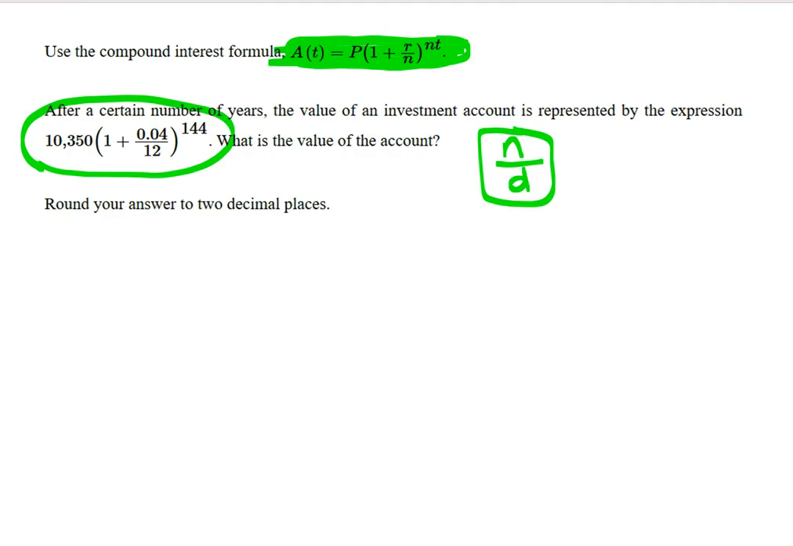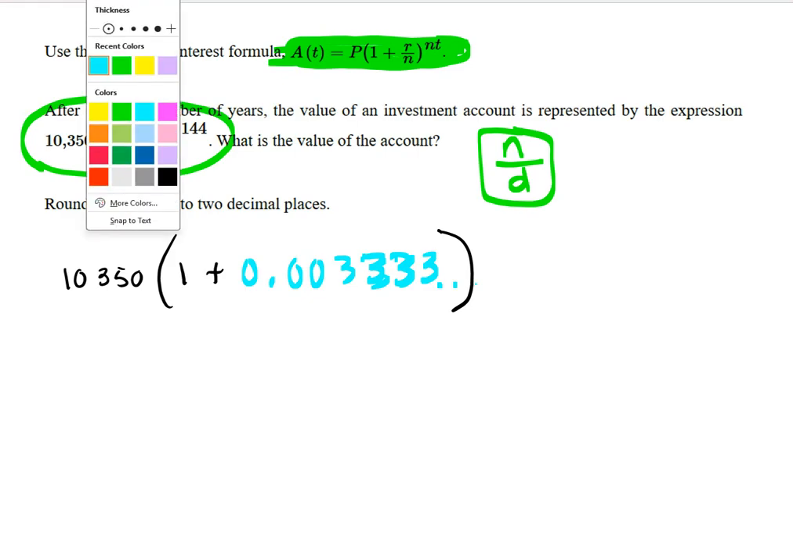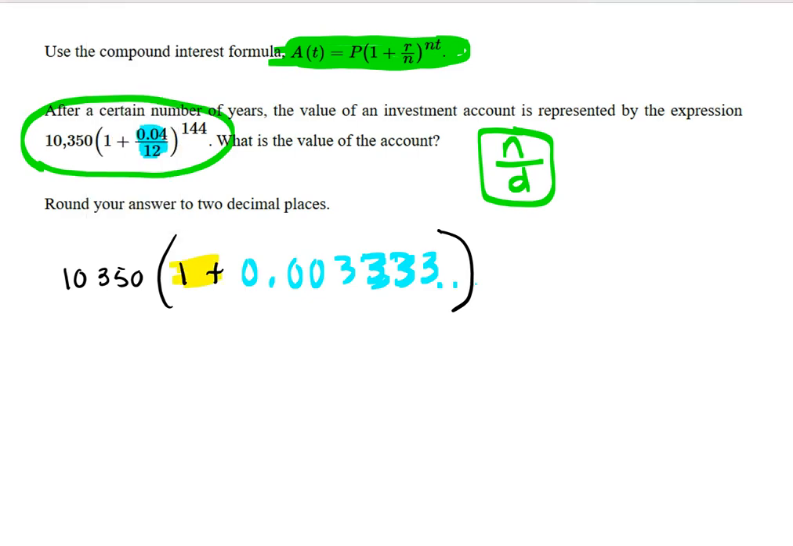So mathematically, I could start inside the parentheses and calculate the 0.04 divided by 12 first. And if I did that on my calculator, 0.04 divided by 12, it's not going to come out pretty. I get 0.00 and then a whole bunch of threes after that. I would just leave that in my calculator, and then the next thing I would do is add the 1. So hit +1 and then enter again.